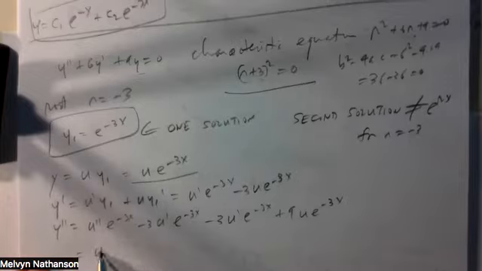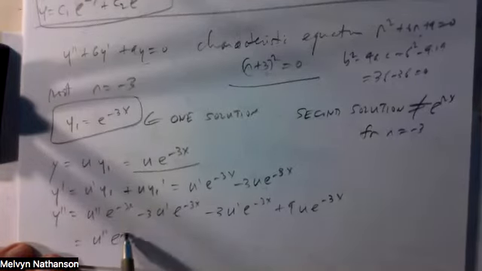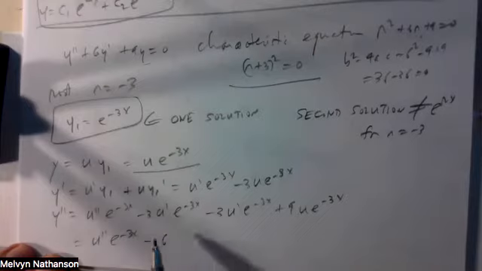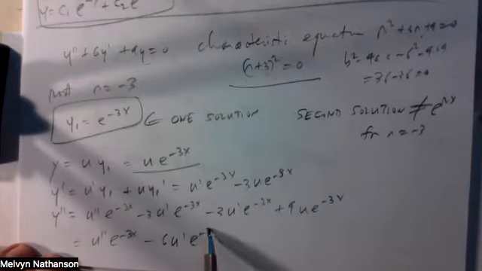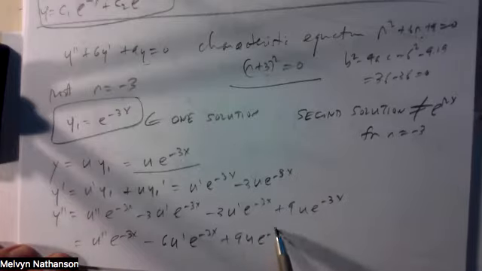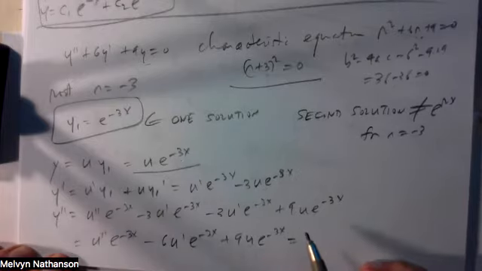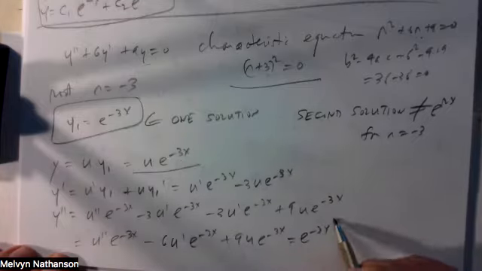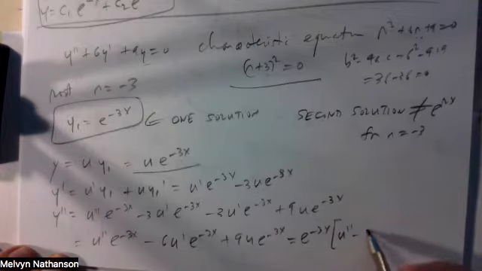So y double prime is u double prime e to the minus 3x minus 6u prime e to the minus 3x plus 9u e to the minus 3x. Or if I like, I can factor out e to the minus 3x, times u double prime minus 6u prime plus 9u.